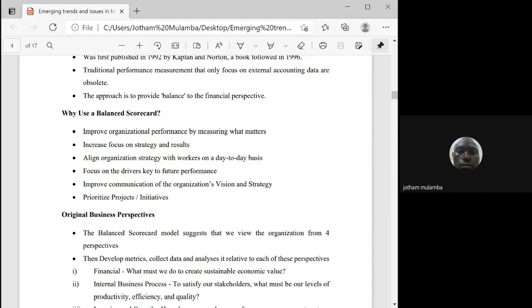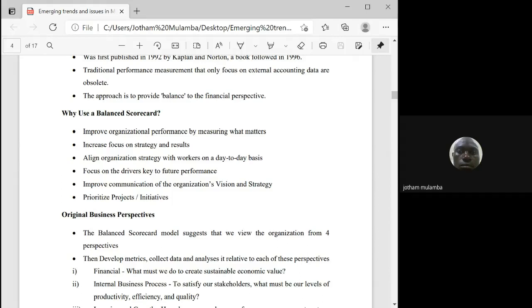Number two, we increase focus on strategy and results. Because you have a particular area where you are supposed to perform, we are all likely to focus on those particular areas. So we can also look at how we improve on our results.